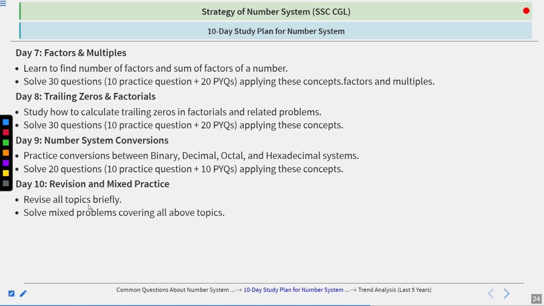Revise all topics briefly. Solve mixed problems covering all the above topics. Take a timed mock test on number system. It is very important to take a mock test in a given time frame, using a stopwatch to solve the questions of the number system. Next one.